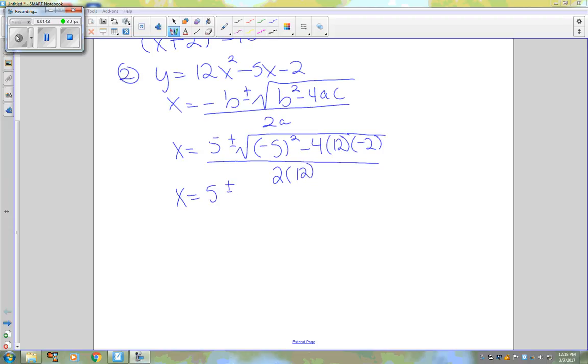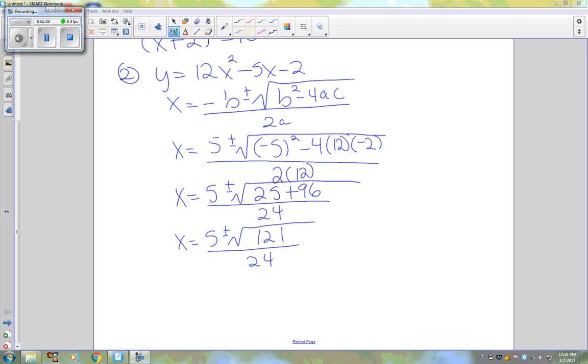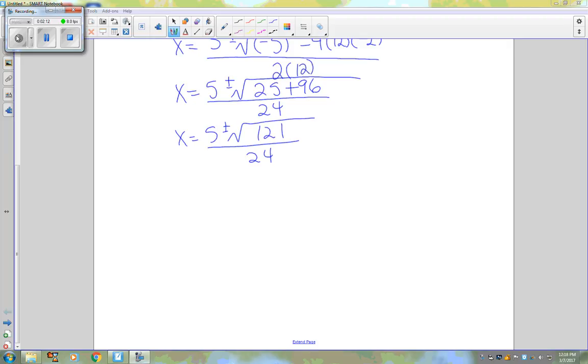Okay, under the radical, negative 5 squared is 25. Negative 4 times 12 is negative 48. Times negative 2 is 96. What did I say? 48 times 2, yeah. And this is all over 24. 25 plus 96 is 121. And 121 is a perfect square, which is 11. So I have 5 plus or minus 11 over 24.